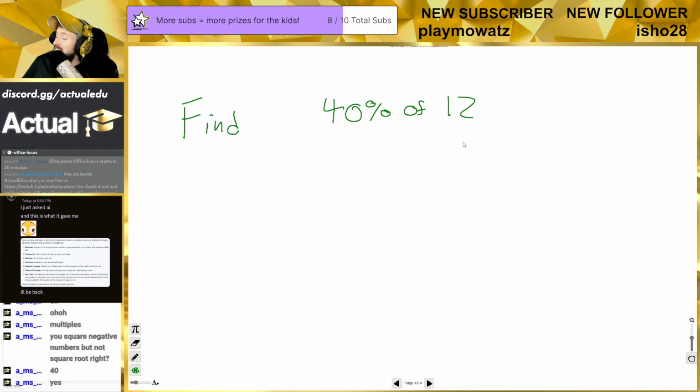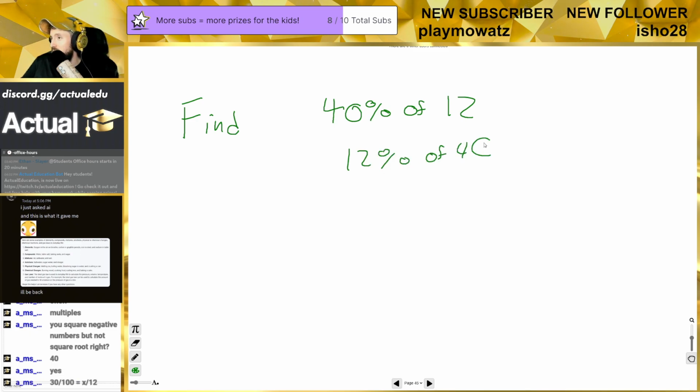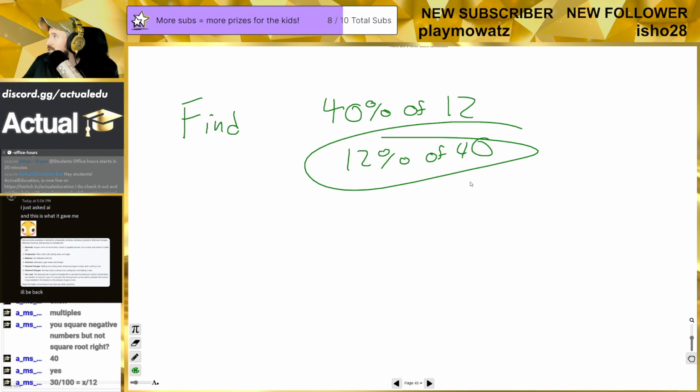Oh, that's interesting. Yeah, that also works. You could also say this is the same thing as 12% of 40. You're right. That is, but this is hard. Like we don't want to do this. That's tricky.